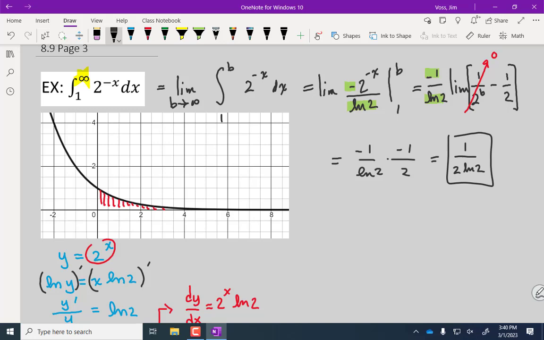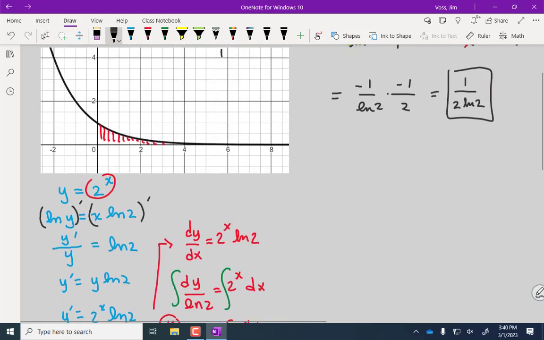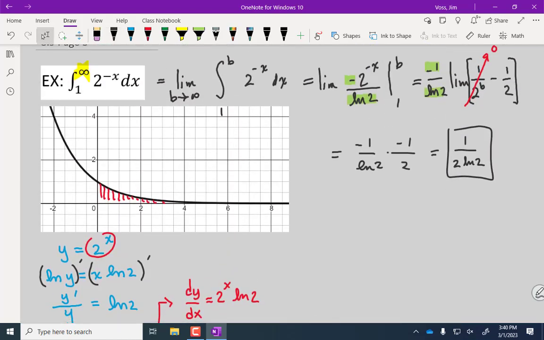All right, so finite also. So the exponential decay function is going to the x-axis fast enough. 1 over x squared is going to the x-axis fast enough. Any questions in the integration?